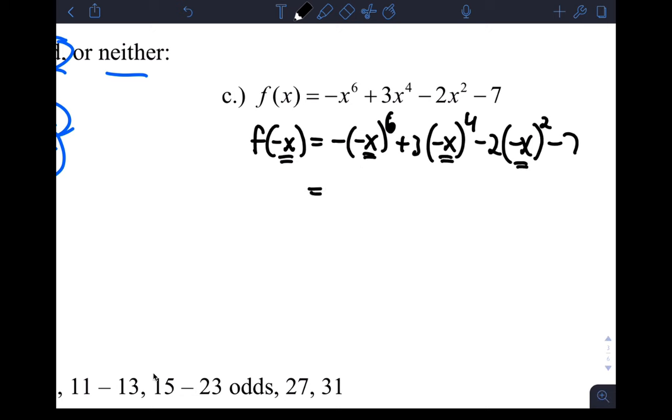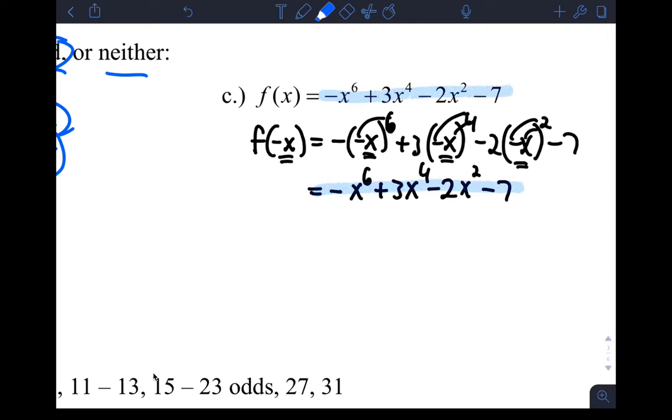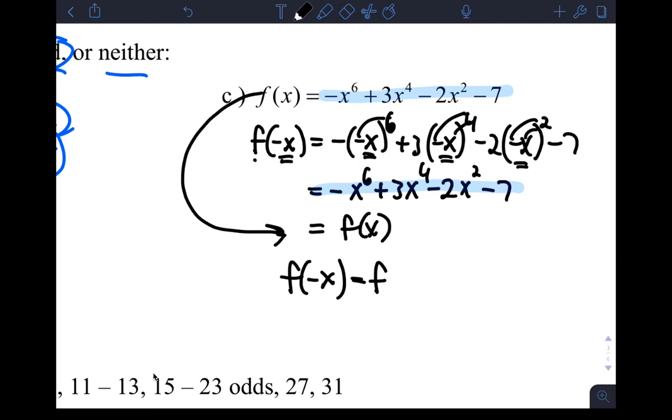And then what you get is negative, and a negative to an even power is positive. So that goes away, and then I have x to the 6th power plus 3 times negative to an even power is positive again, and x to the 4th power is just x to the 4th power. Minus 2 times negative to an even power is positive again, so just x to the 2nd, minus 7. Okay? And so what happened here? So if you look at this carefully, this function and this function are identical. It's the same thing. So after I substituted negative x into the function, I came to the conclusion that that equals f of x. So we have f of negative x equals f of x.